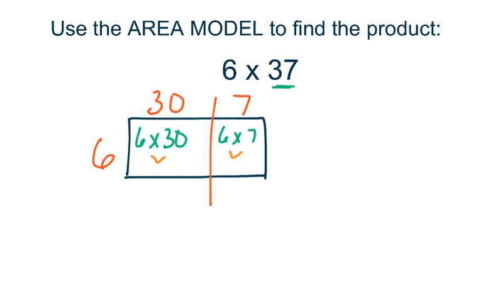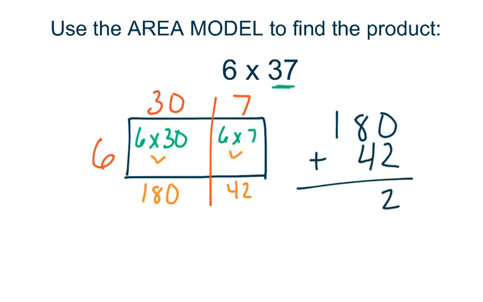So 6 times 30 would give me 180. 6 times 7 would give me 42. And my final step is to add my partial products together. 180 plus 42. Notice how I line my place values up so that I can add them easily. And I get a final product of 222. That's using the area model.